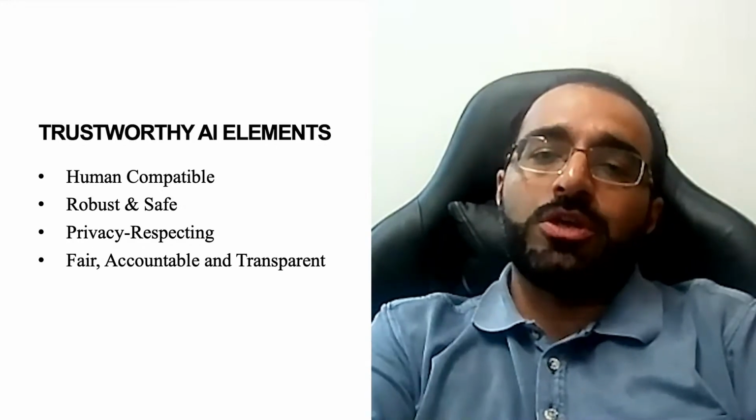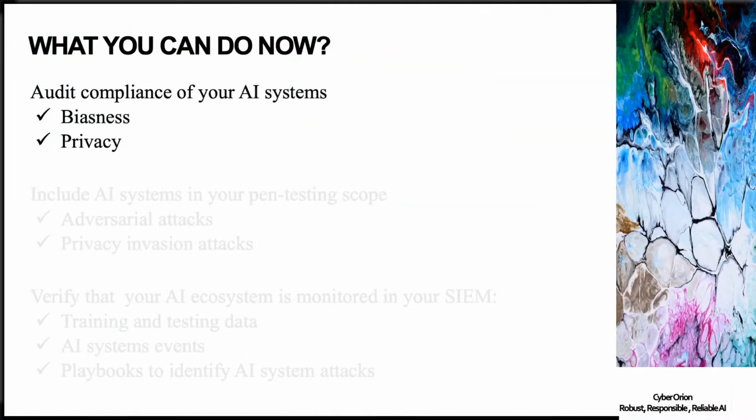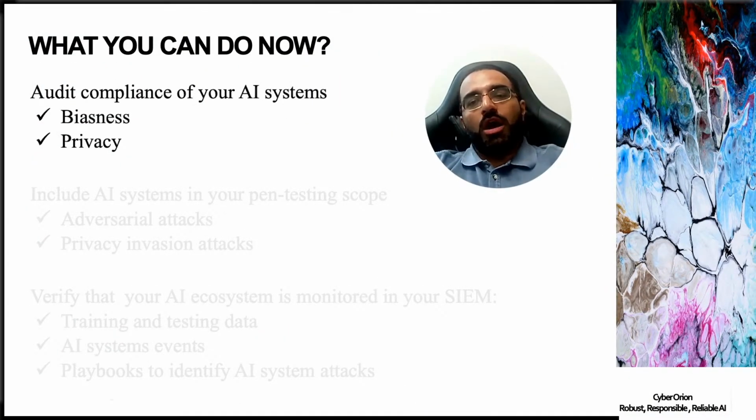So the main takeaways of this presentation, for those who are seeing it, could be three most important messages. First, make sure that you are including AI systems in your regular audits. You need to make sure that your AI systems are following bias and privacy requirements, and make sure that your auditors are checking the compliance of all those AI systems, at least for the biases and privacy.